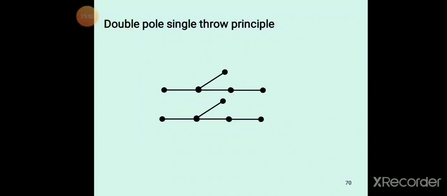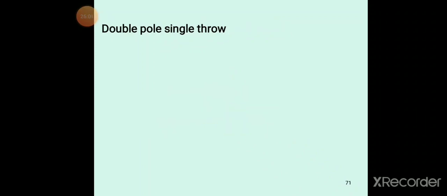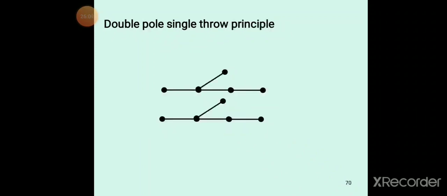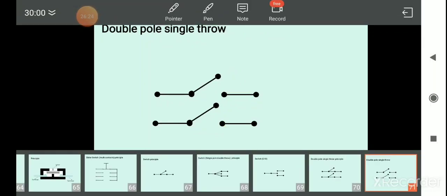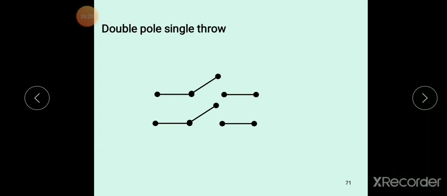Double pole, single throw principle: double poles are there, and it will connect at a time. That is called a single throw. Double pole means we have two contacts, but the pressing is only one. That's why it's called a double pole single throw. We have the double poles, but we can connect them separately, from here to here and from here to here.